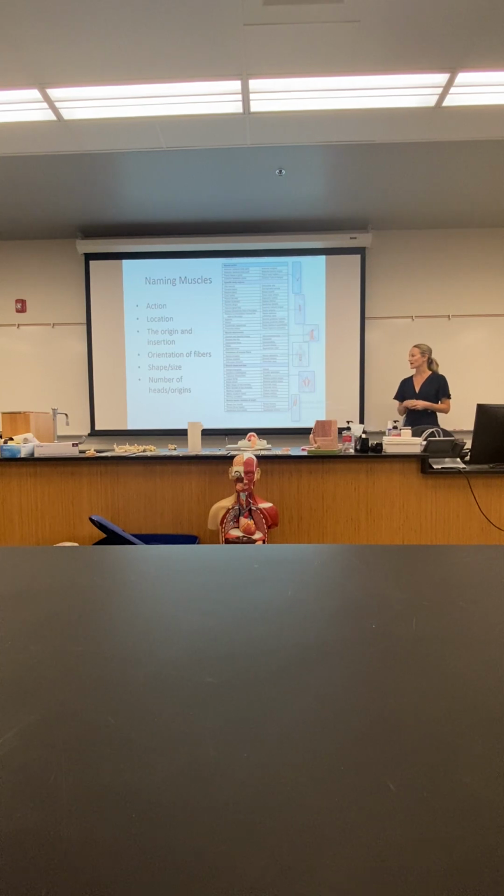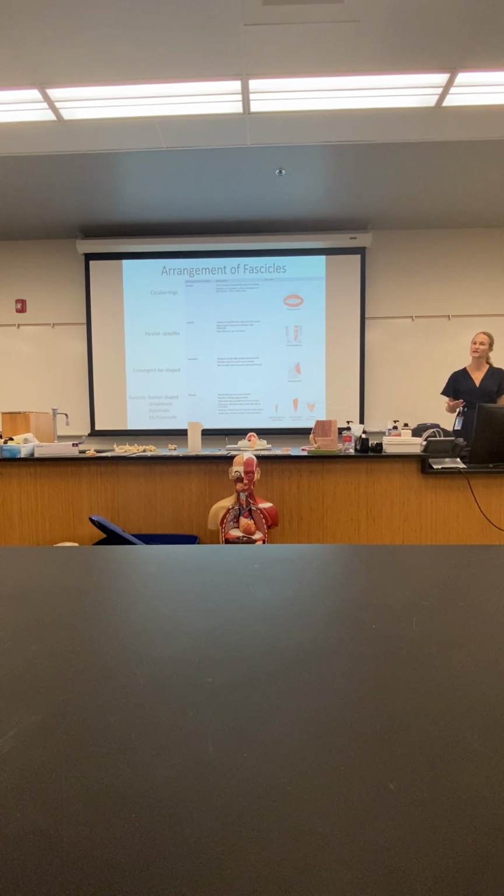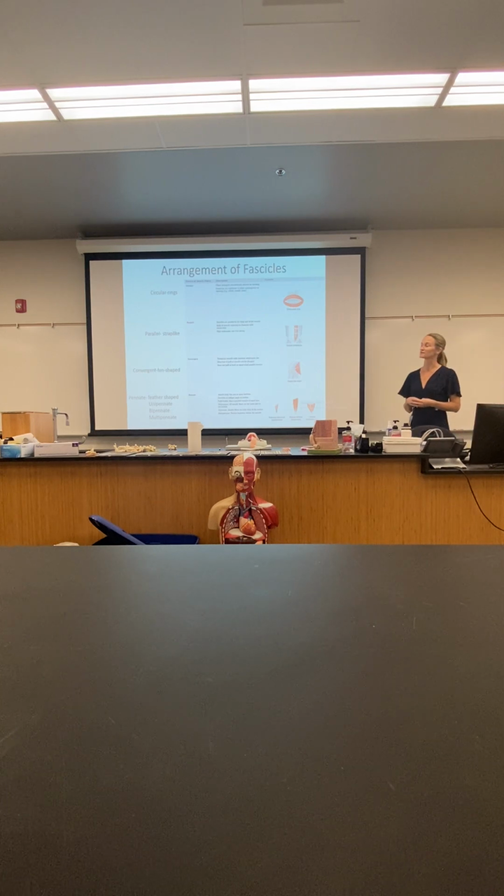And then the number of heads or origins that a muscle might have. Biceps brachii has 2 heads. Triceps brachii has 3 heads. Biceps femoris has 2 heads. That's down in your thigh. So that's all part of naming some of these muscles. So if you can again make sense of how a muscle got its name, or relate the muscle's name to some characteristic about it, it might help with memorizing those O's, I's, and E's as well.